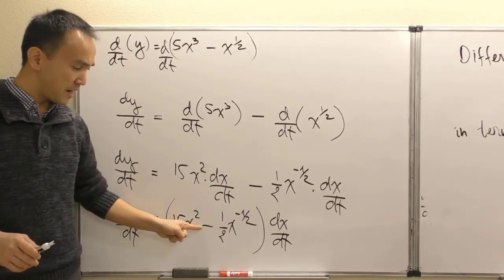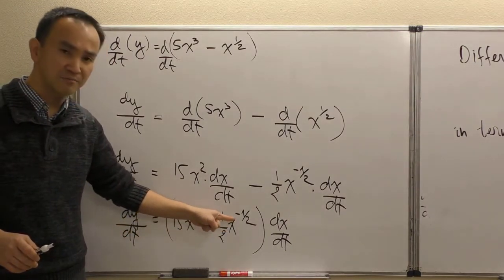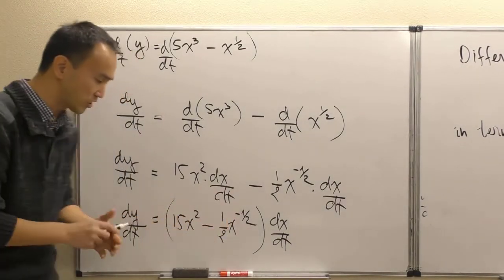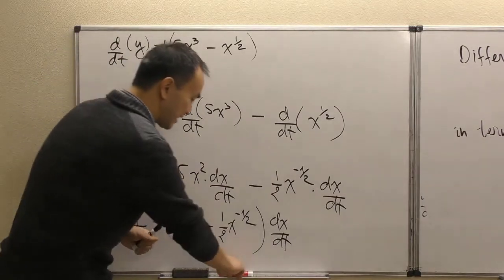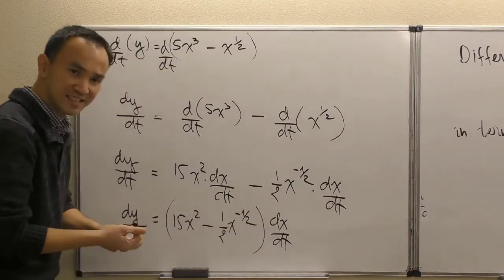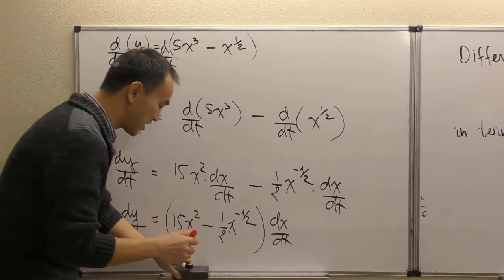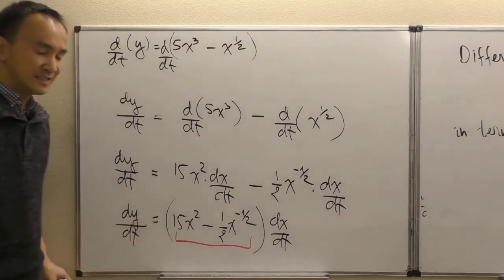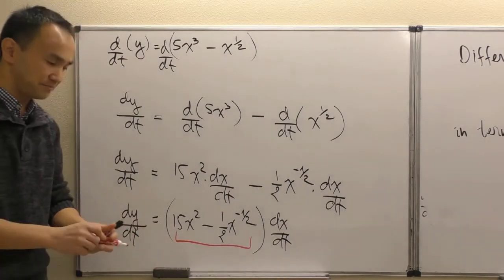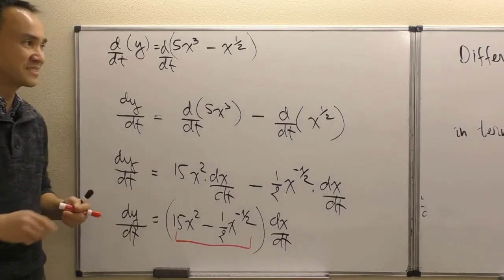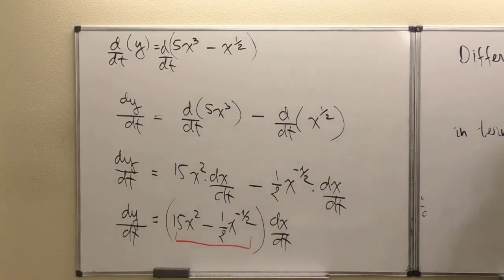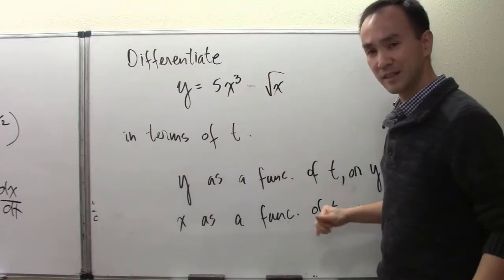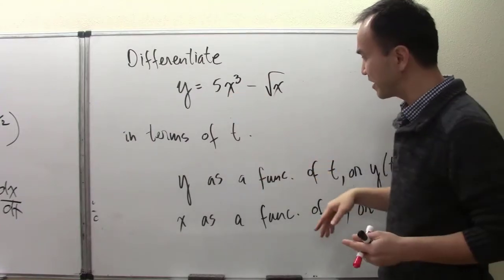15x squared minus 1/2 x times 1/2 times x to the negative 1/2 right here. Let's just have a closer look at that expression, multiplied with this dx/dt, where it exists right now inside the parentheses. I'm going to underline that with red ink right there. That expression, ladies and gentlemen, think of our equation from the beginning. Okay, here's how I see the connection right here.